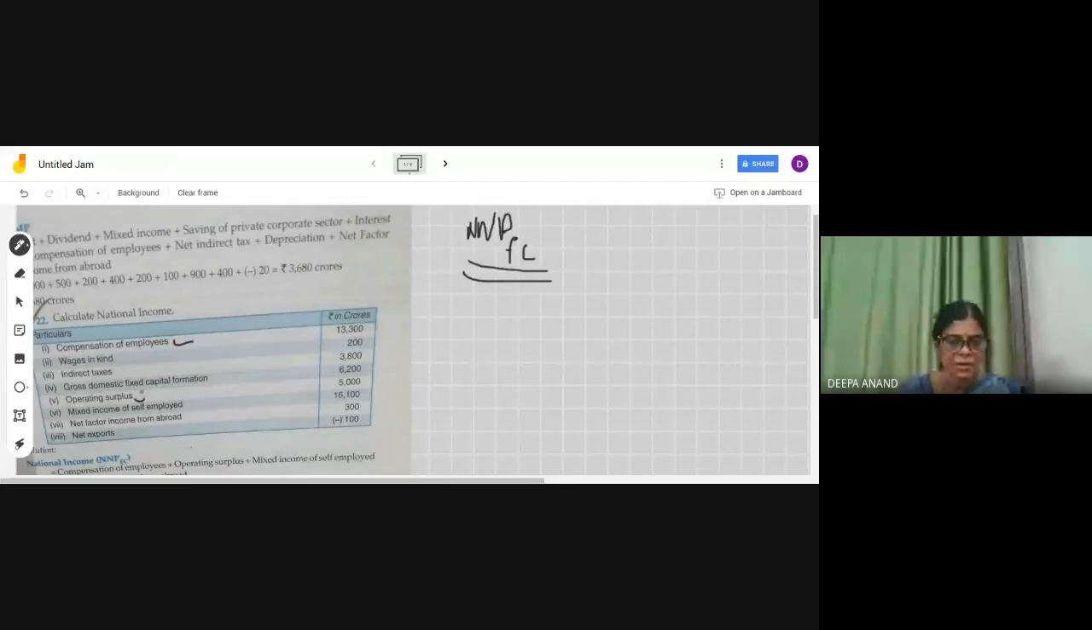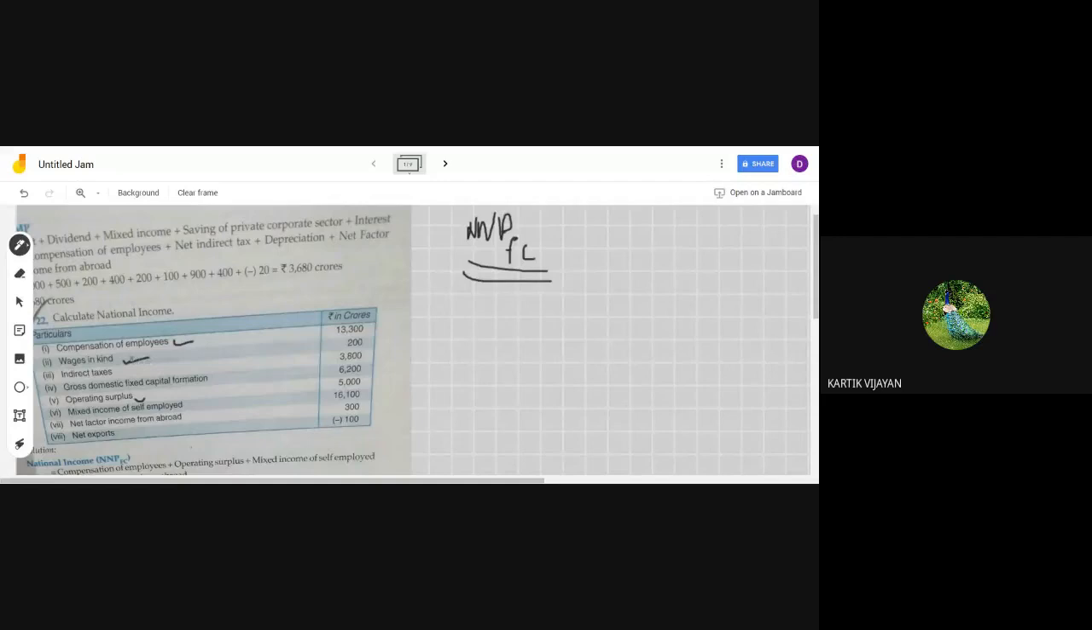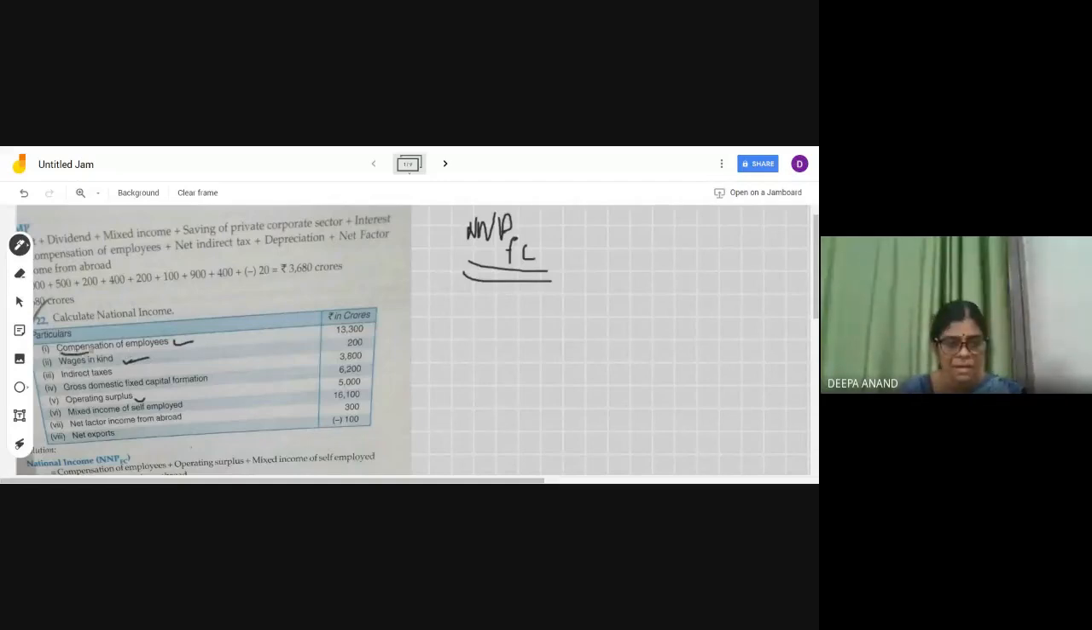operating surplus. Sorry, compensation of employees के बाद wages in kind add करना है ना? No, ma'am. Why, ma'am? Compensation of employees includes everything: wages in cash, wages in money, all the transfers from employers. So you have to ignore this item. Only you have to take compensation of employees, 13,300. Always write the equation like compensation of employees plus. Okay. Next, operating surplus.